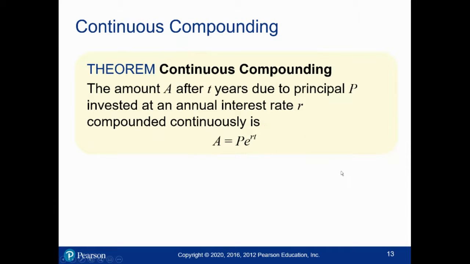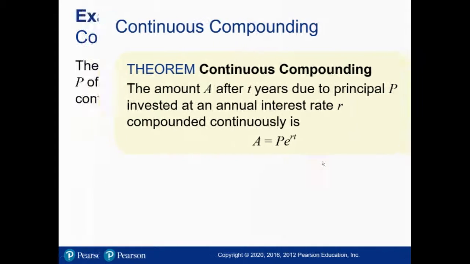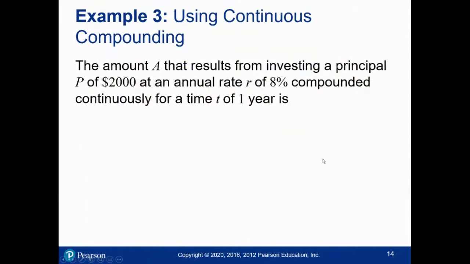But if you let the number of compounding periods just run off to infinity, you end up with this exponential equation, which is honestly a lot simpler to work with. So suppose that you took that $2,000 at 8% and compounded it continuously. If I just use Pert, so principal 2,000 e to the rt, 0.08 times 1, we end up with 2166.57. It was basically the same as daily compounding.